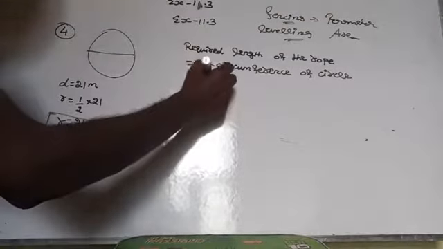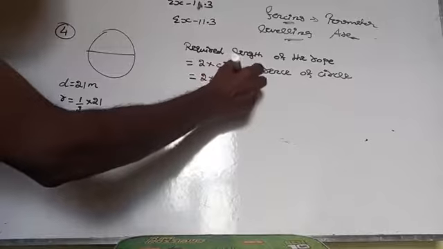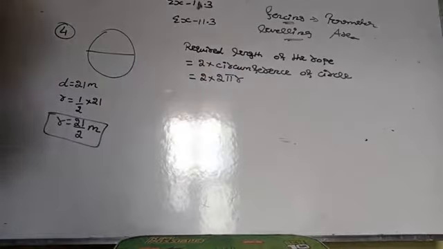That is 2 into 2 pi r. The value of pi, if anything is given, you have to take that value. Otherwise, you can take the pi value as 22 by 7.